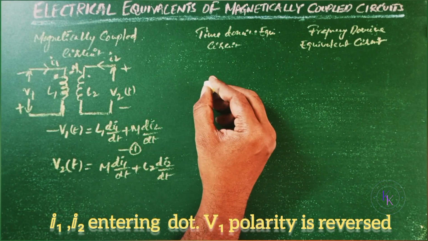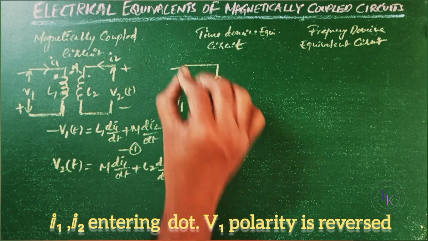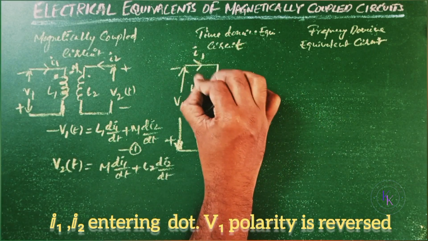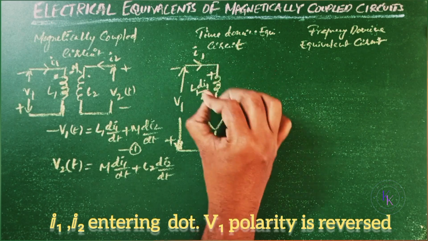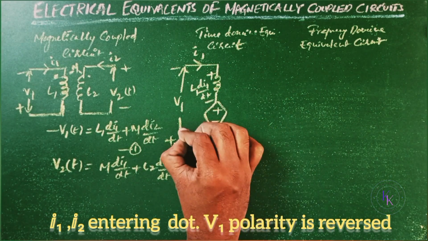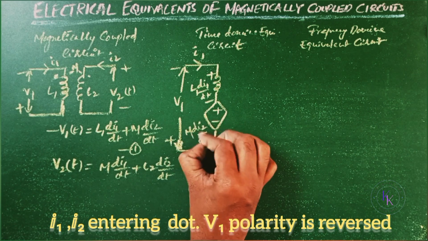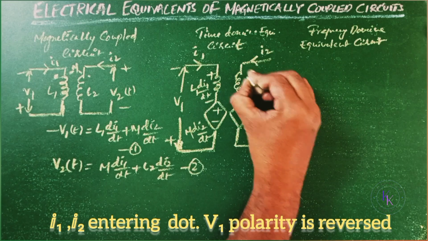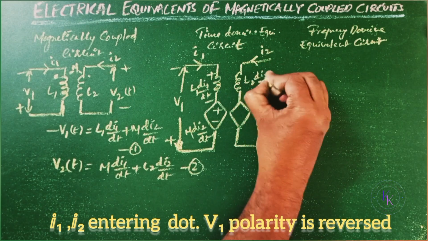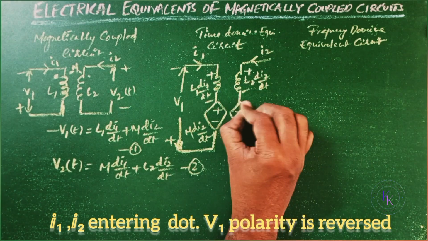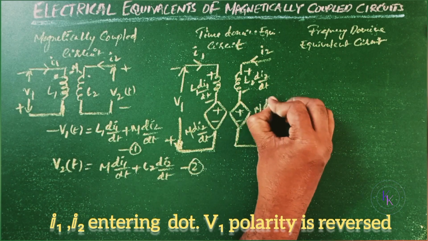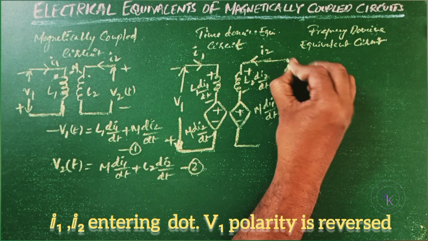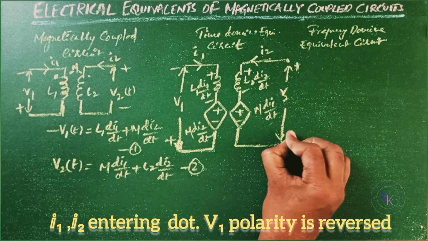Now let us draw the time domain equivalent circuit for this. So V1 negative, positive, and the current I1. This is L1 di1 by dt, positive, negative, and positive, negative, M di2 by dt from equation number 1. Now equation number 2, let us draw this. This is I2 entering, L2 di2 by dt, both are positive, and M is also positive. So M di1 by dt, where the voltage V2 is positive here and negative here.